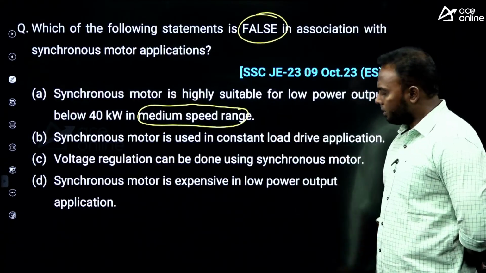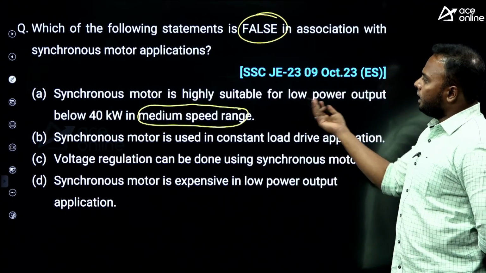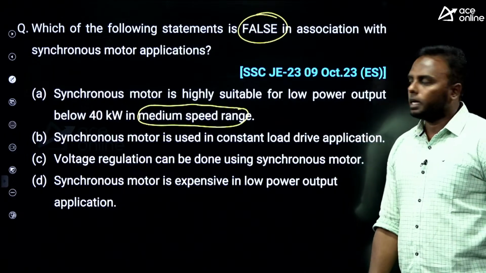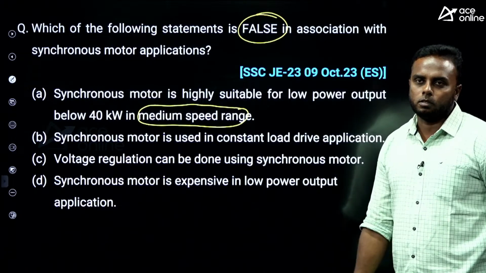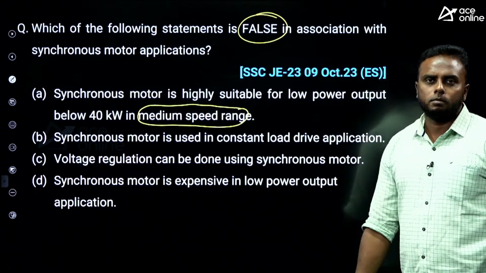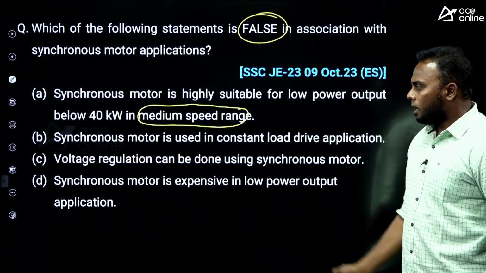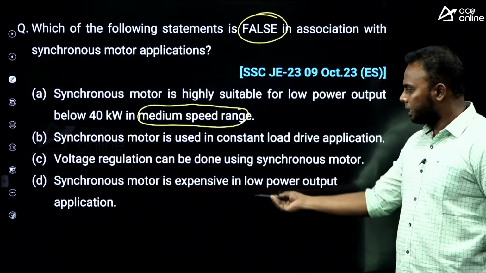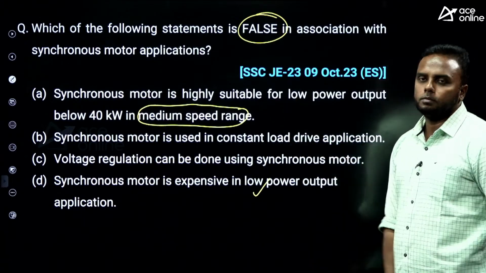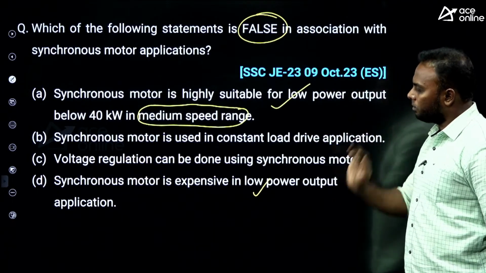That's why we use the synchronous motor for low speed and for high power applications. But if you see the first point, this is wrong, no? Synchronous motor highly suitable for low power and medium speed range. It is not suitable for low power. At low power it is costliest. Induction motor is best, and for this medium range speed also. And the fourth option, synchronous motor is expensive for low power. So this statement is correct. This is wrong here. They are asking for the false statement, no? So our answer is option A.